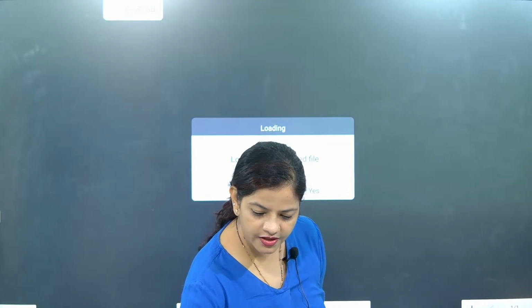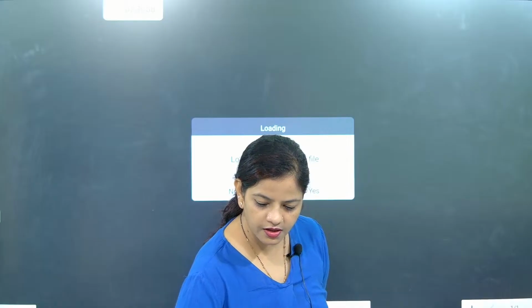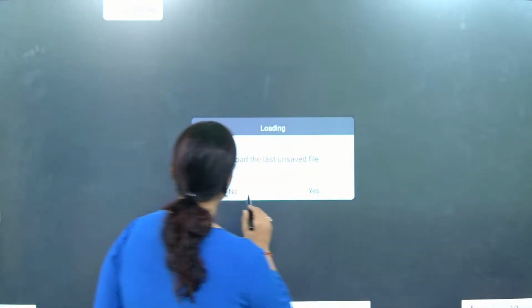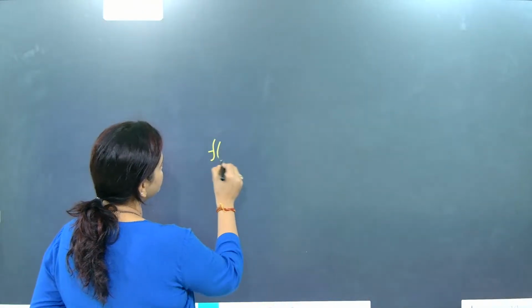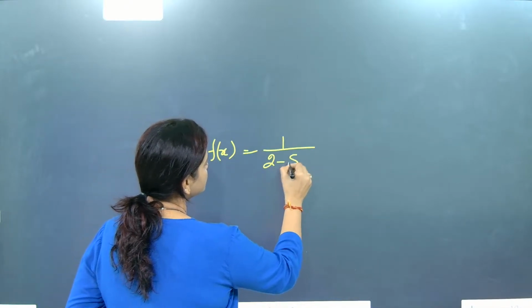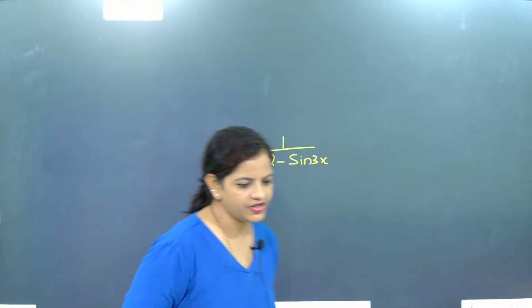There is one question, this question. One time I discussed this question, but if somebody asks you this question, how to solve it? Like f of x is equal to 1 by 2 minus sine 3x. They will ask what is the domain and range.